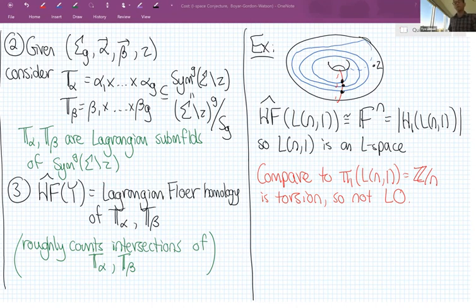Okay, and maybe I'll pause again if anyone has any questions about this setup. Okay, I think this is familiar to a lot of you.